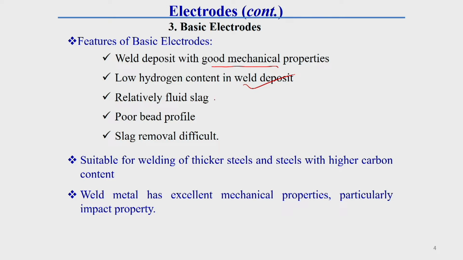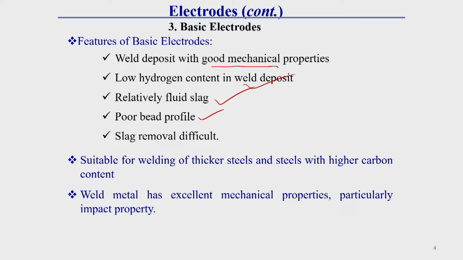Here it is a relatively fluid slag. As it is a fast freezing type, due to the rapid solidification of slag, the bead profile is comparatively poorer, that means we get a poor bead profile. And another thing, due to this fast freezing characteristic and poor bead profile, slag removal is a little bit difficult than with other electrodes. This electrode is very suitable for thick steel with higher carbon content also.